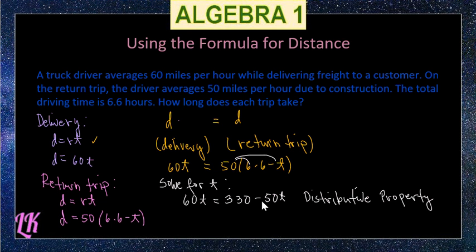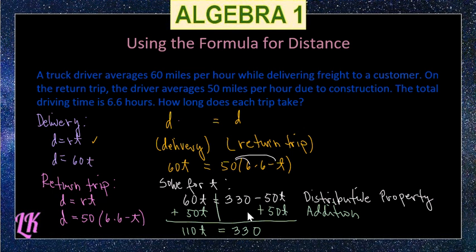So now we want to eliminate negative 50t from one side of the equation, and we do this by addition, on each side of the equation, by using the addition property of equality. So the resulting equation is 110t is equal to 330. So we bring down, or we eliminate negative 50t and positive 50t because that is equal to 0.